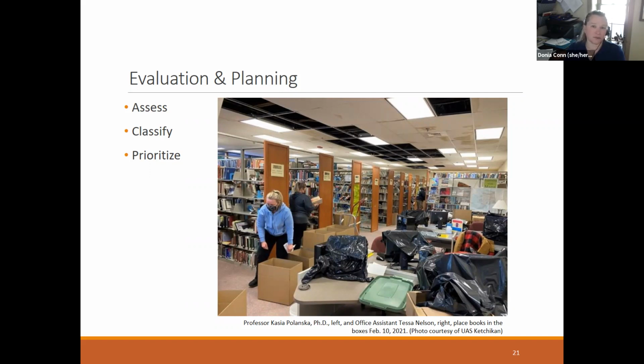We're not looking for the details during the damage assessment. We're looking for that big picture. And then, of course, those photographs help. And then you can get into the details as you are continuously assessing, classifying, and prioritizing during the recovery and the continual rewriting of the incident action plan.